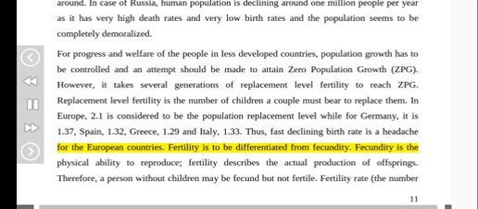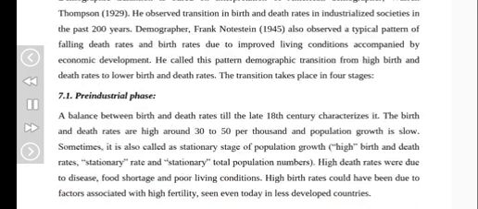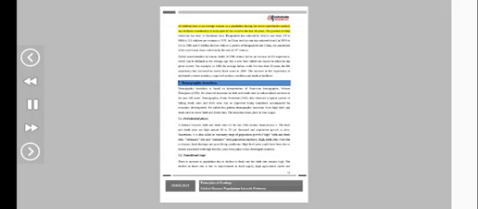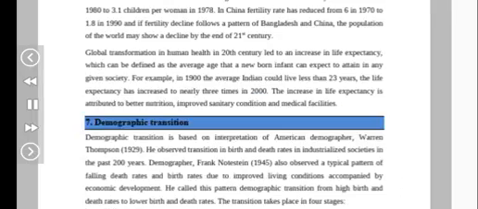Fertility is to be differentiated from fecundity. Fecundity is the physical ability to reproduce. Fertility describes the actual production of offsprings. Therefore, a person without children may be fecund but not fertile. Fertility rate, the number of children born to an average woman in a population during the entire reproductive period, has declined considerably in every part of the world in the last 50 years.